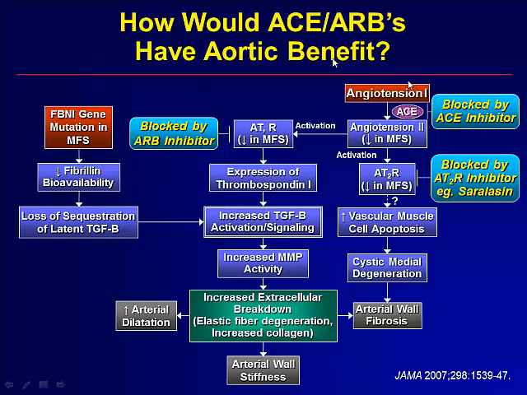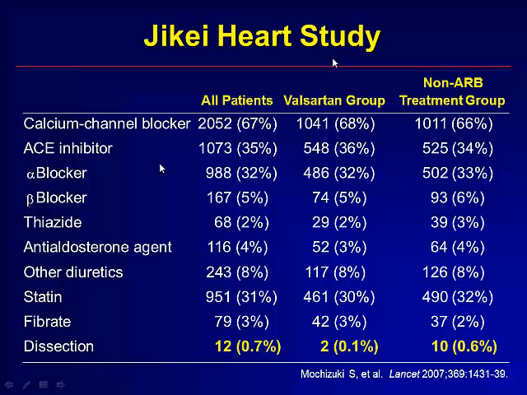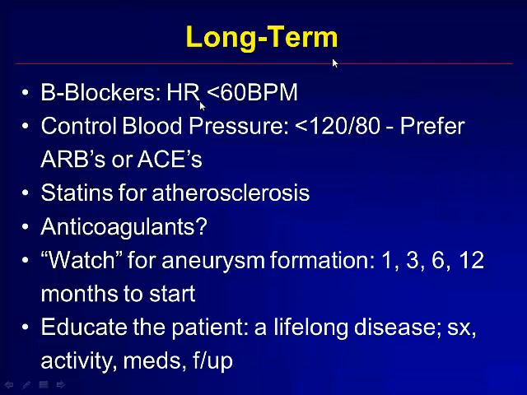ACE inhibitors have an effect on this indirectly, and ARBs directly on the AT1 receptors. So these agents make sense in aortic disease. We have one study, a randomized trial of patients with hypertension, where one group got ARB and one group got non-ARB-based treatment, and there was a very interesting and unexpected improvement in aortic dissection if you're on an angiotensin receptor blocker. Long term, we want to use beta blockers to a heart rate of 60 or less. For blood pressure, I prefer to add ACE or ARB to the beta blocker. If they have atherosclerosis, statins. We don't know about anticoagulation.